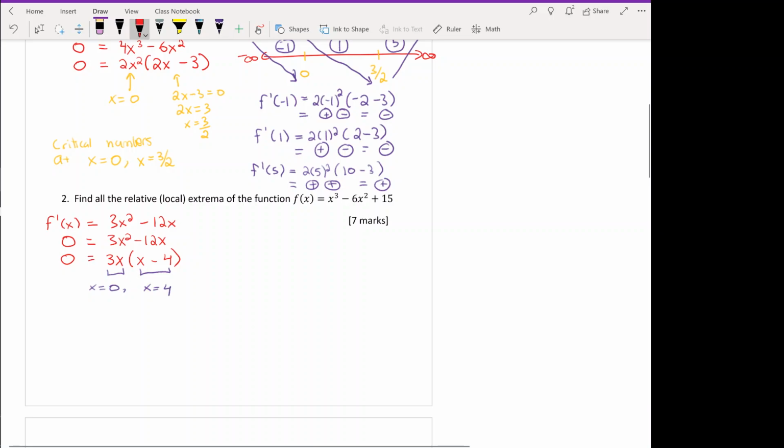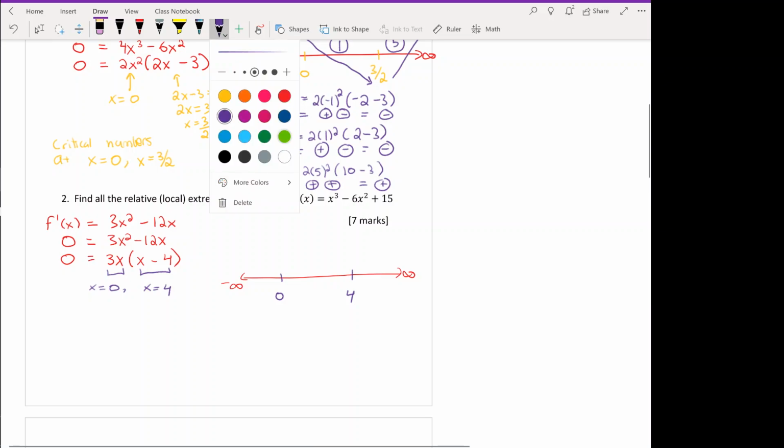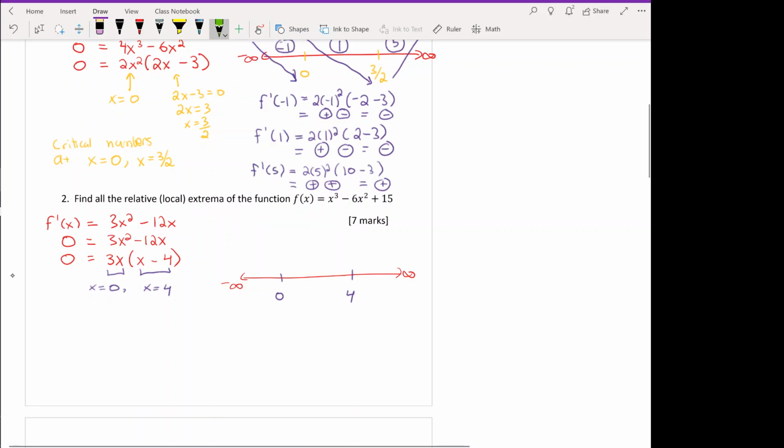Now we draw a number line. Number line goes from minus infinity to infinity. We cut the number line at 0 and at 4. And we have to make test values again. So the test values, again, are any number inside each of the regions that have been defined.